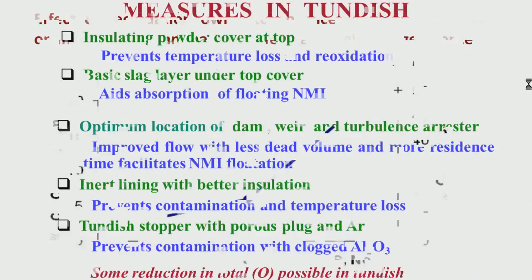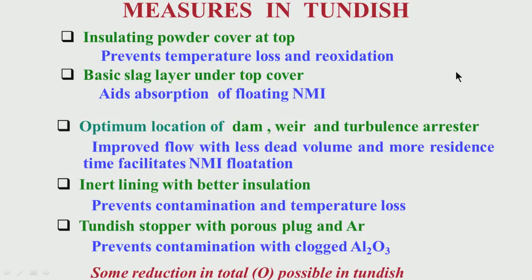Now I will indicate one by one what are the issues, whatever I have told. The insulating powder cover at top, I have mentioned a rice husk type of material is used, prevents temperature loss and reoxidation, this is the purpose. Then basic slag layer under the top cover, this basic slag layer aids absorption of floating NMI, alumina, such type of entrapments. So basic slag has to be there.